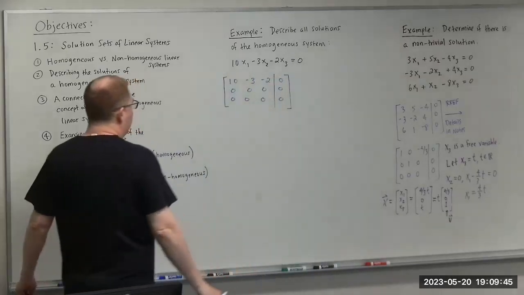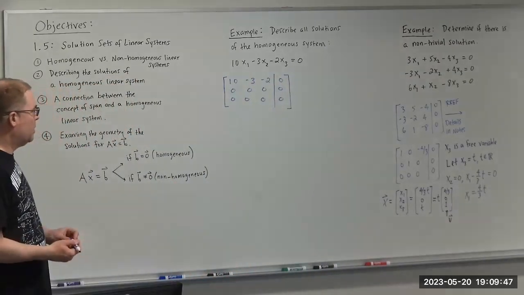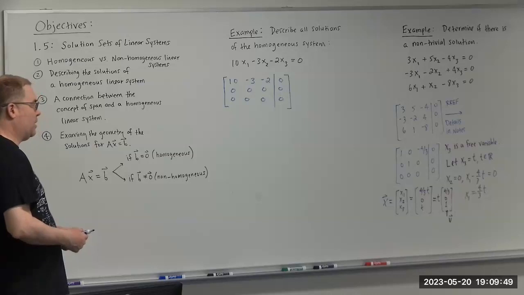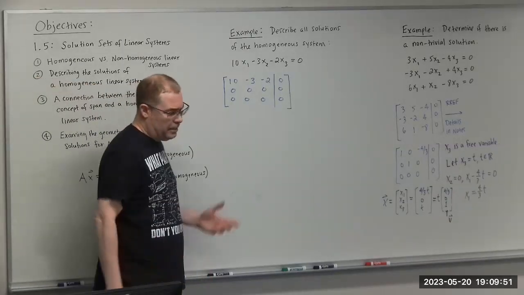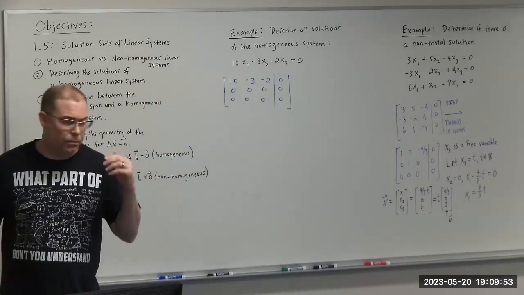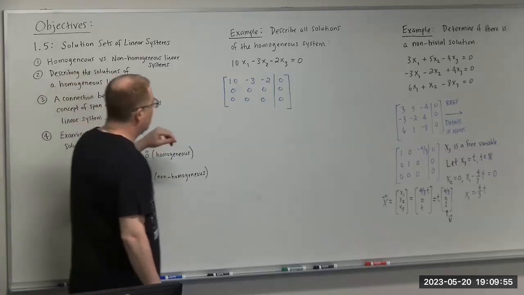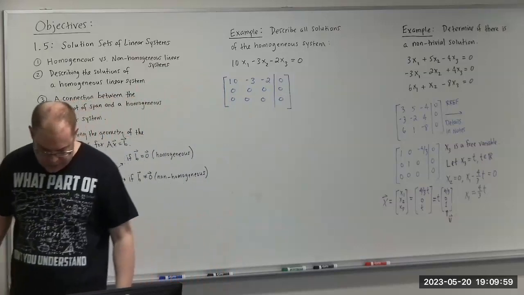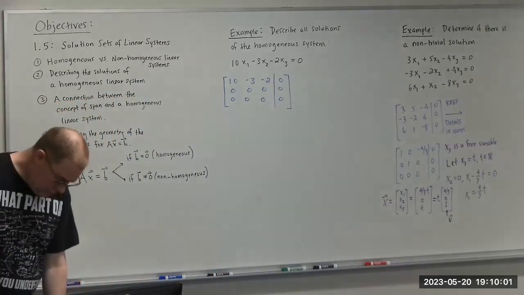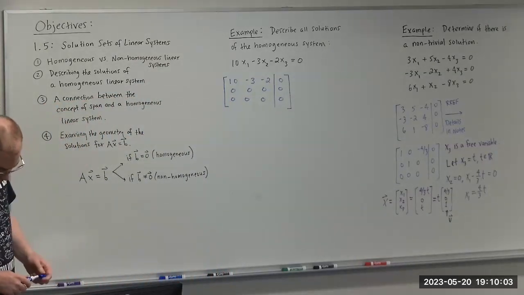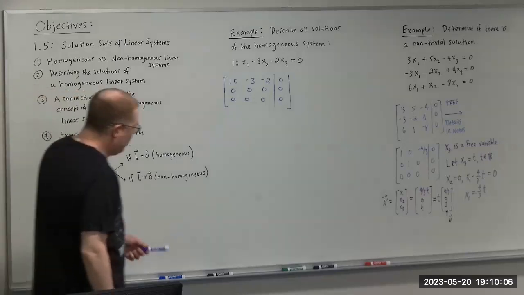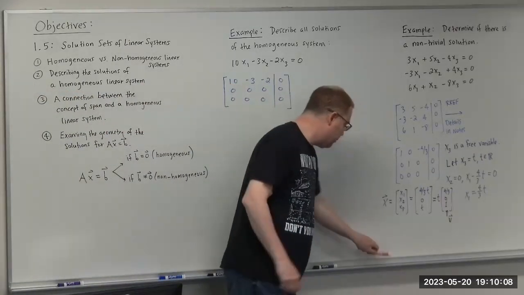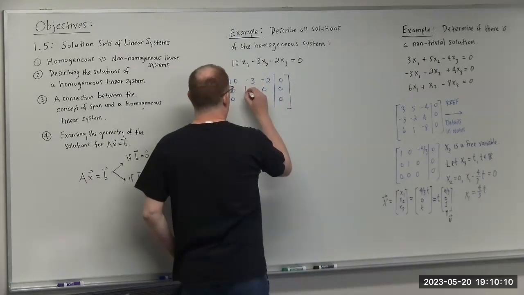It's not quite in reduced row echelon form, but it is in row echelon form. So we can go ahead and work from here. And notice that obviously we have 2 free variables here.